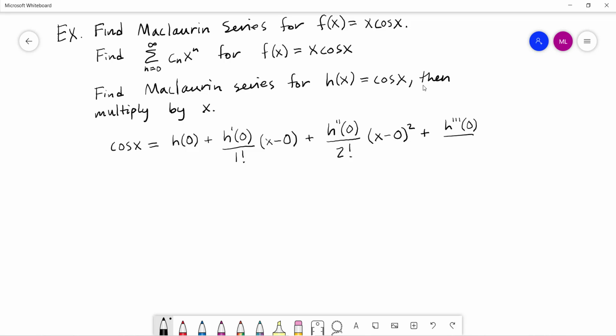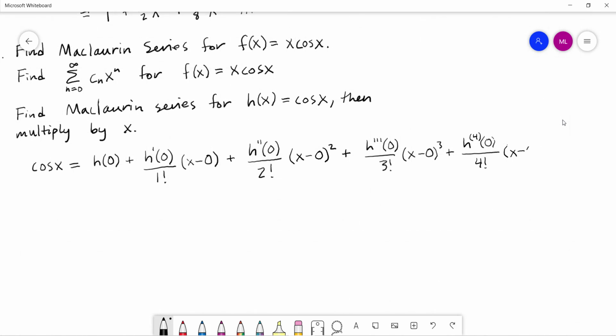H triple prime of 0 over 3 factorial times x minus 0 cubed. And let's even do one more for good measure. So after basically the third derivative, that's when I start using just parentheses. I can see 3 little dashes to do the third derivative, but I don't want to keep track after that. So I'm going to write that as h parentheses 4 to indicate the fourth derivative over 4 factorial times x minus 0 to the fourth plus dot dot dot.